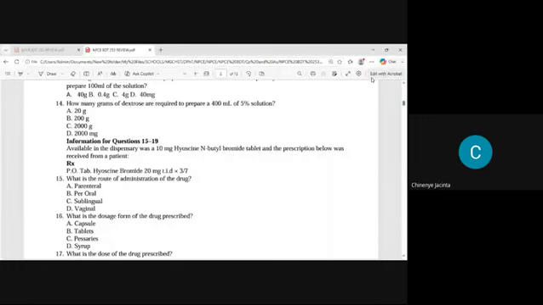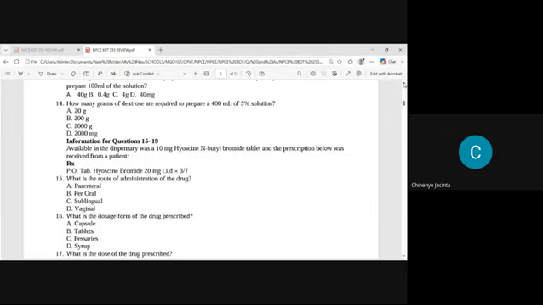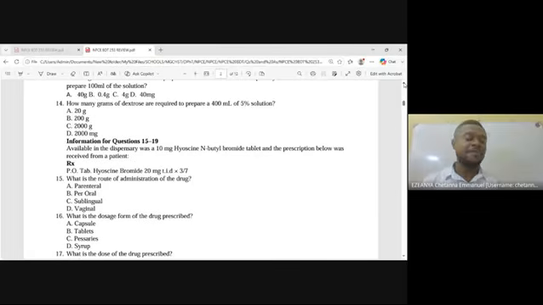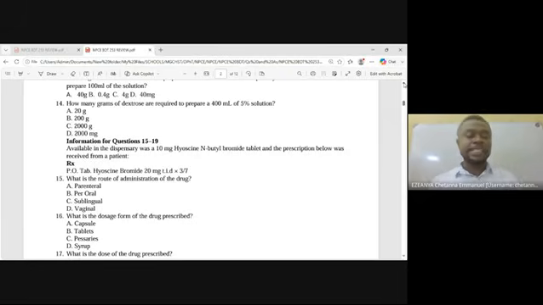How many grams of dextrose are required to prepare 400 milliliters of 5% solution? The answer is 20 grams. How did you get 20 grams? 5% solution means 5 grams in 100 ml. Correct. Since 5 grams is in 100 ml, then X is in 400 ml. Now you do your calculation, you get 20 grams. Perfect. It's straightforward, right? Good. So let us not waste our time there. Go to the next question.